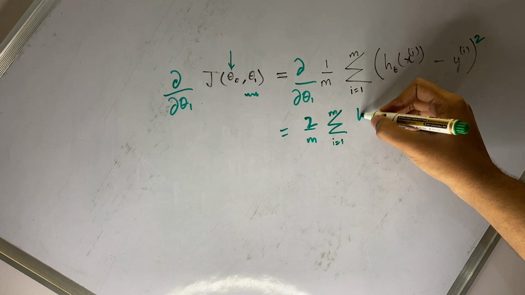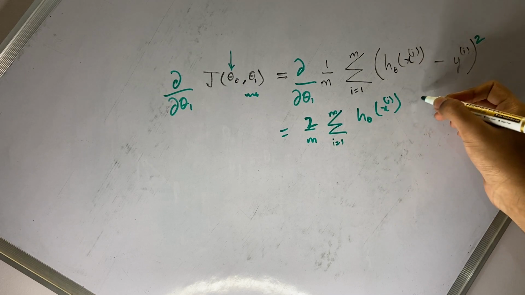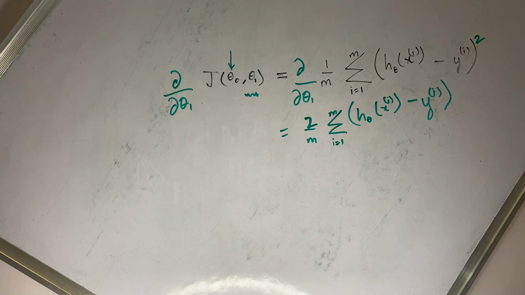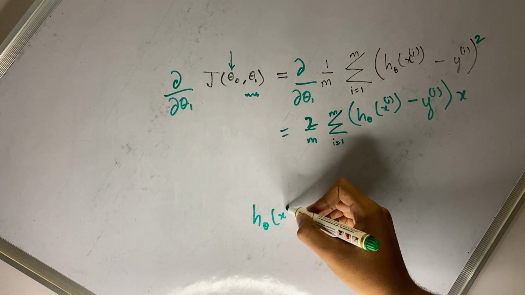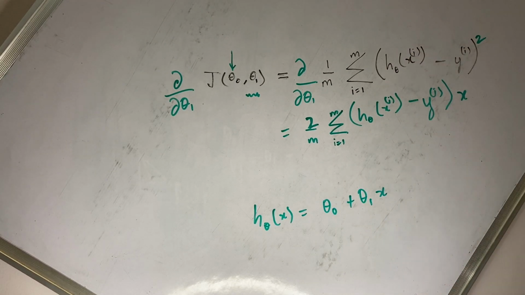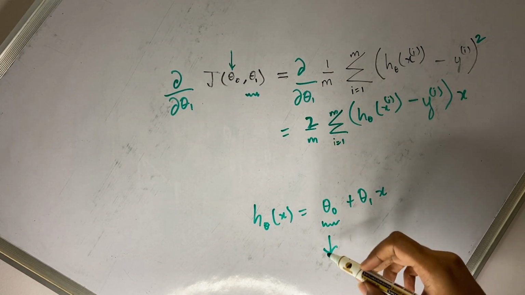And then we will have h of theta of x minus y multiplied by x. The reason being, we had h of theta of x, that is theta 0 plus theta 1 of x, correct? Now, when we are taking a derivative, we are treating theta 0 as a constant. So this will become 0. The derivative of this term becomes 0.